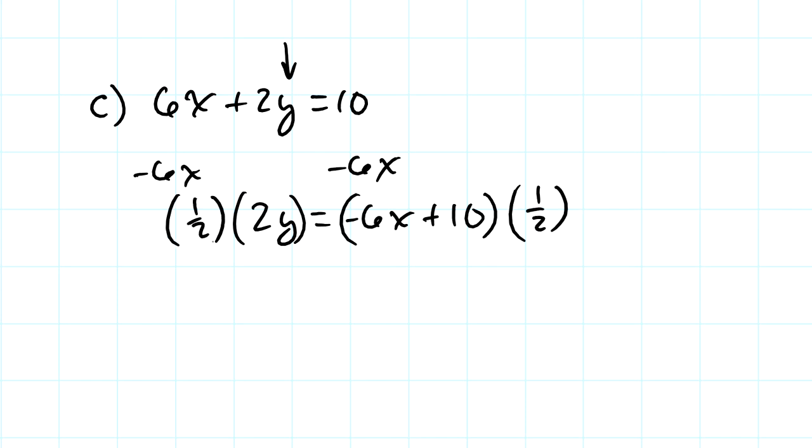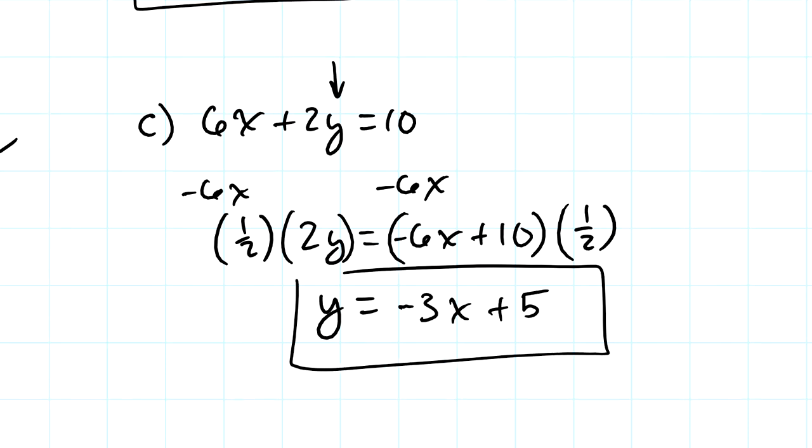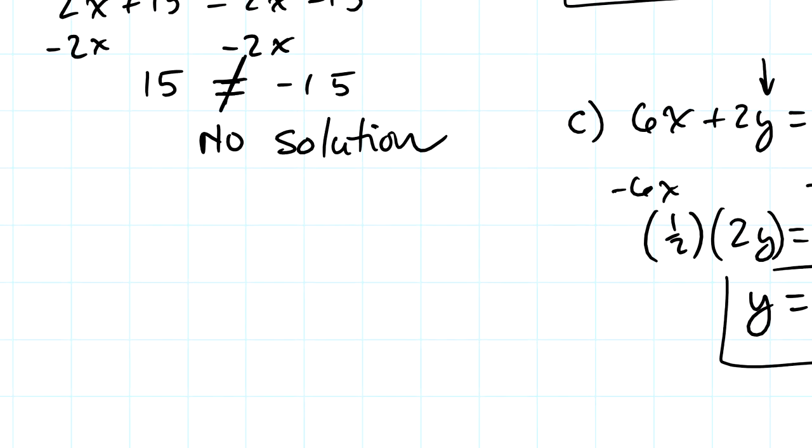When I do that, I know that I still get an equally valid equation. I'm just changing the form of it. 1/2 times 2 is y, and on the other side, 1/2 times negative 6 is negative 3x, and 1/2 times 10 is plus 5. So y equals negative 3x plus 5. So I solved for y in that equation. So that's the end of this problem.